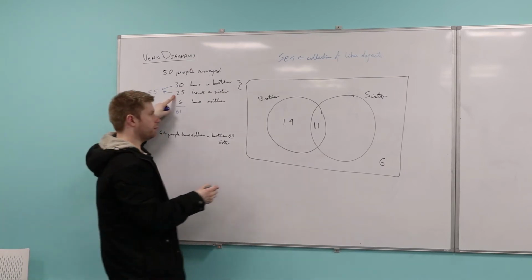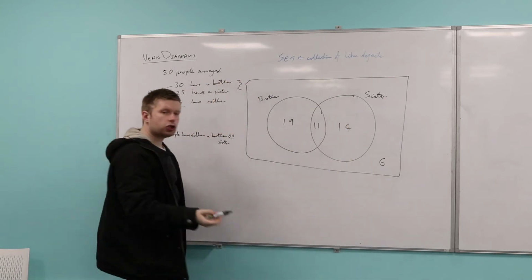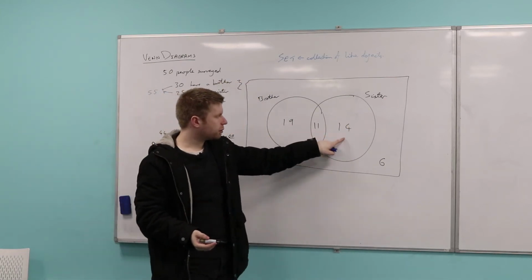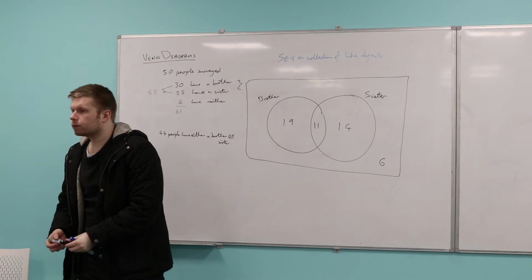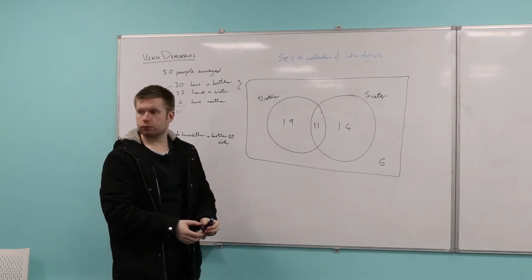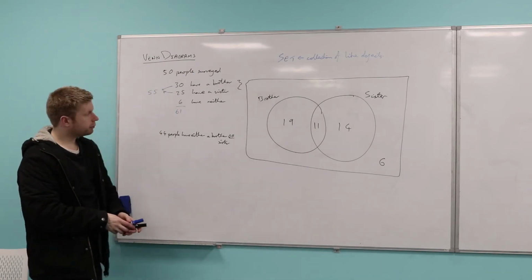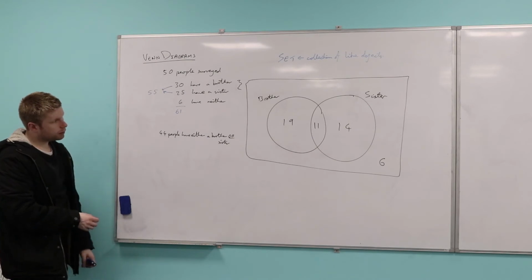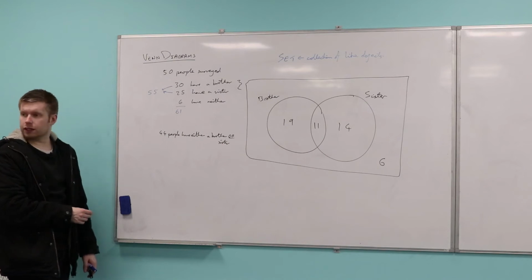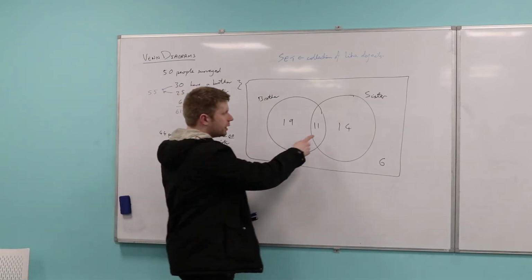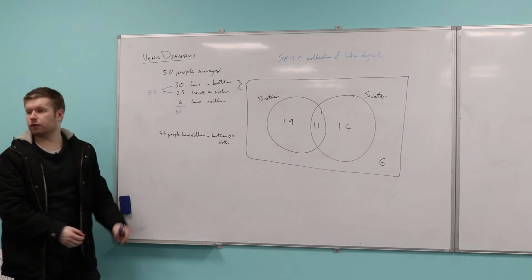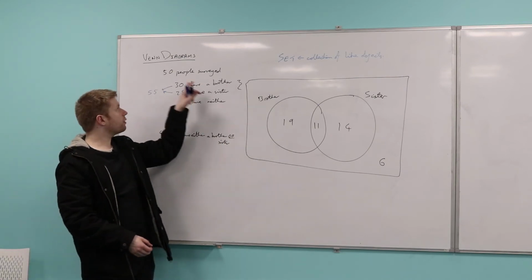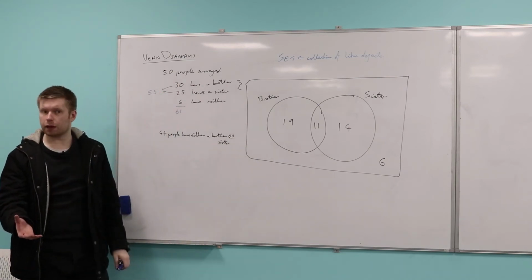14. Perfect. Okay. Now just do a quick check. What does 19 plus 11 plus 14 plus 6 add up to? 50, isn't it? Yeah? 19 plus 11 plus 14 plus 6 adds up to my 50. If this adds up to something other than 50, we've got a problem. We've missed something out. Does that make sense?